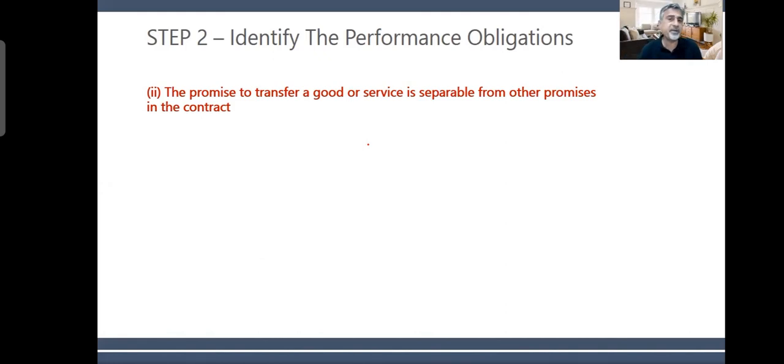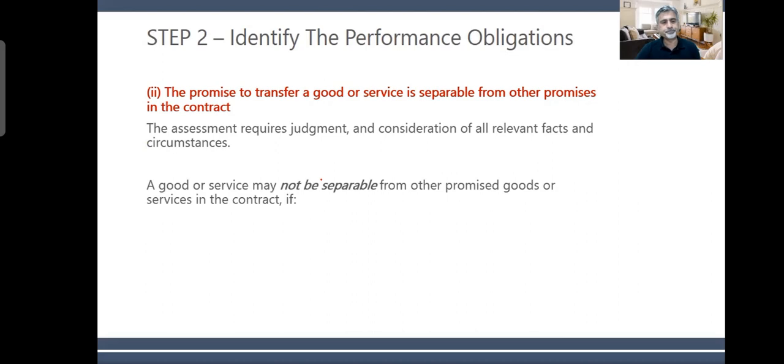Electricity is a separate activity. But putting the glue and then the wallpaper, these are not two separate activities. Putting the glue is part of putting the wallpaper. You cannot separate them. So a performance obligation must be identifiable. It must be separable.